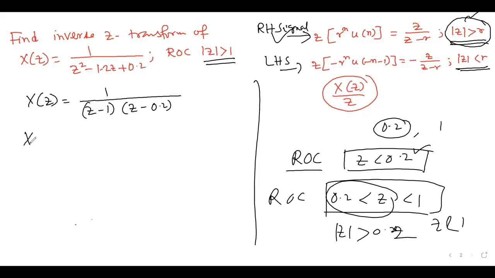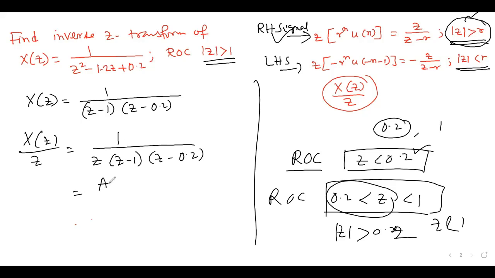So X(z) by z, find the partial fraction of X(z) by z, that is 1 by (z minus 1) into (z minus 0.2). Okay, now you write it as A by z plus B by (z minus 1) plus C by (z minus 0.2). All right, z minus 0.2.